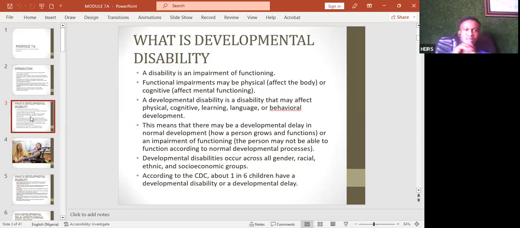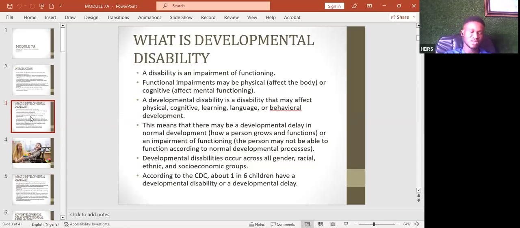So this means that there may be a developmental delay in the normal development, how a person grows and functions, or an impairment of functioning. So the person may not be able to function according to the normal development processes. So two things would have happened. It is either the person did not grow well. That means how a person grows and functions, there's a delay, a developmental delay.